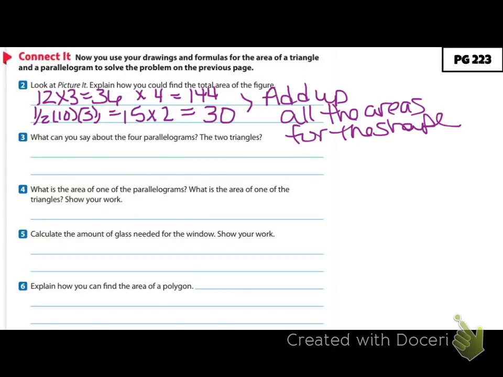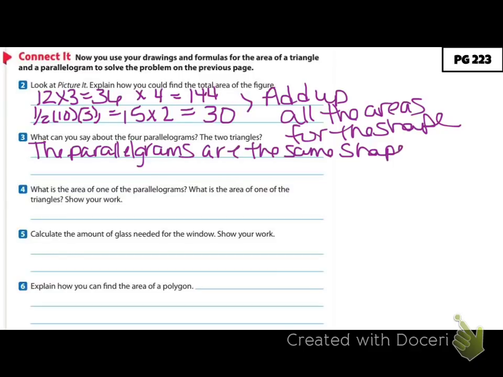So what can you say about the 4 parallelograms and the 2 triangles? The parallelograms are the same shape and size, and the triangles are the same shape and size.